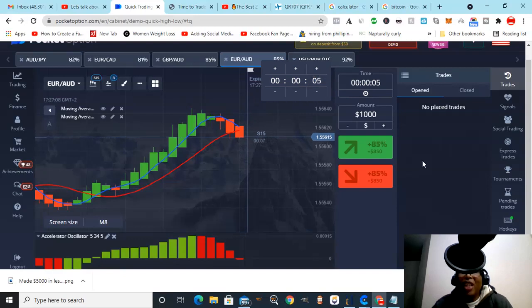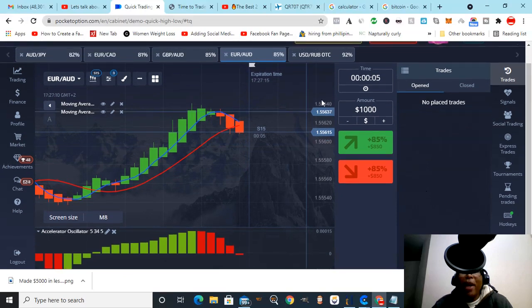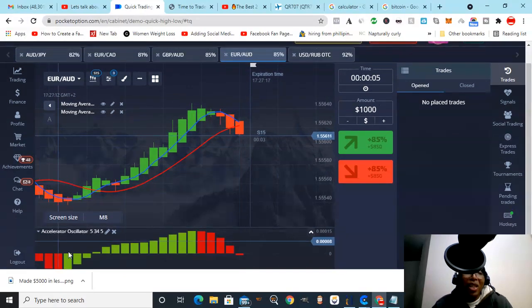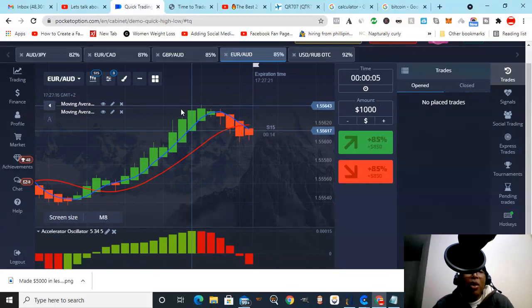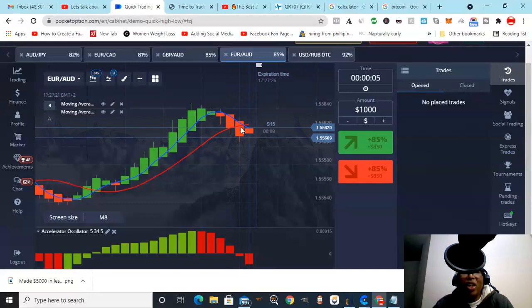Again, we are using the moving averages to tell us the direction of the trend. So like now, they have crossed and they're facing down. So we're going to be looking for put options. And that is in agreement with the Accelerator Oscillator. This indicator, you can only find it on Pocket Options, okay?